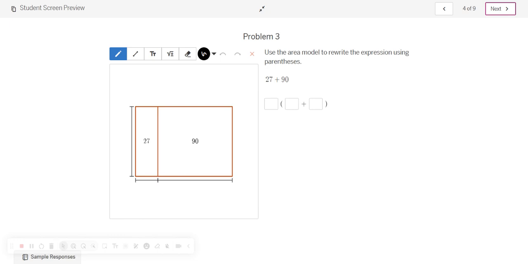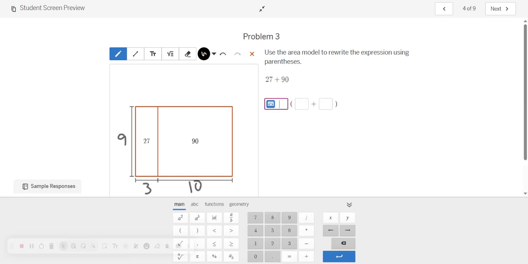On 27 and 90, when I look, the only column that both of those show up on, I mean, they show up on 3 for sure, but they also show up on 9. 9 is the biggest number that goes into both of those. And so 9 times 3 and 9 times 10 would probably be the best way to do that. I could have done 3 times 9 and 3 times 30 because it's also on my multiplication chart, but I'm going to do the 9s.